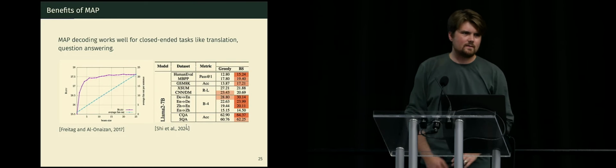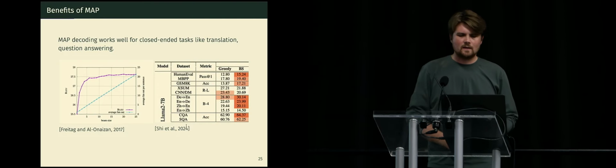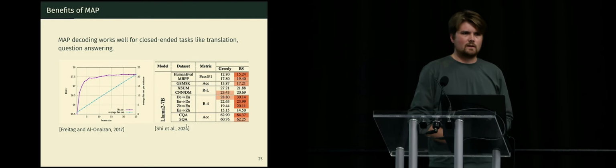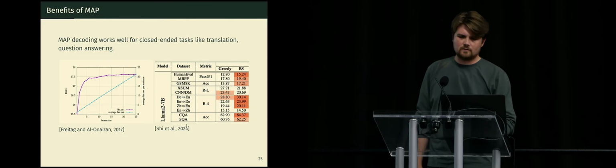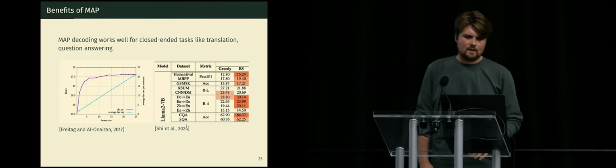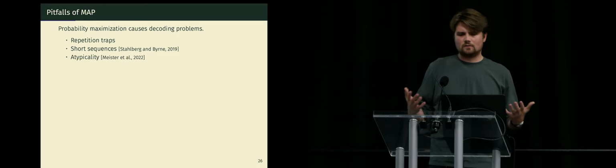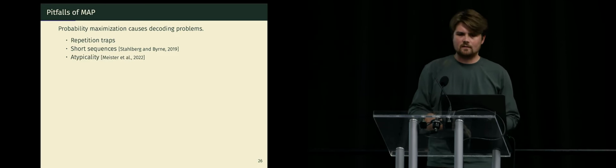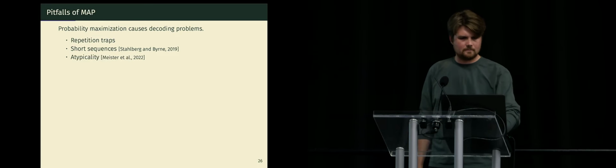Cool. And this kind of probability maximization objective can be very effective, especially for closed-ended tasks. You can see here that beam search outperforms greedy for all of these translation and question answering tasks. And for other tasks, like BLEU score, it can increase with your beam size. So it seems like this is a pretty good way of generating from language models.